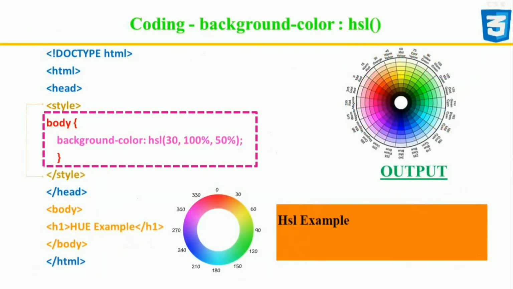Here is a working example of using the HSL function to define colors for a web page. In this example, the hue is set to 30 degrees, so the output will display the orange color, and setting saturation to 100% will get 100% pure color with no shades of gray. And setting lightness to 50% means 50% light, that is neither dark nor light.